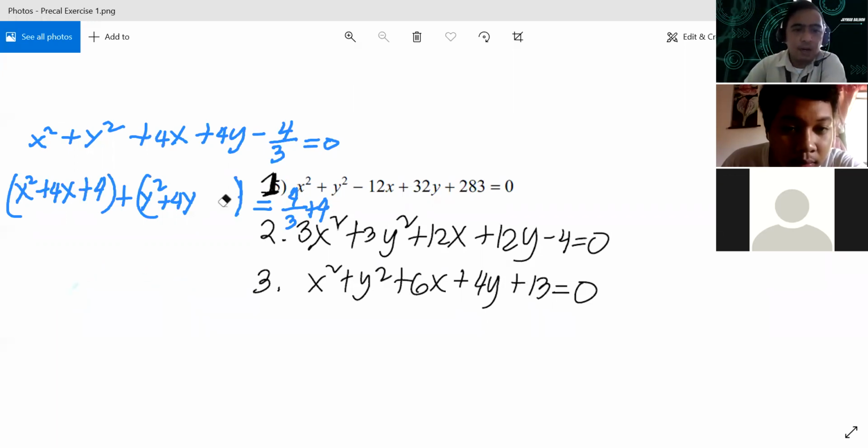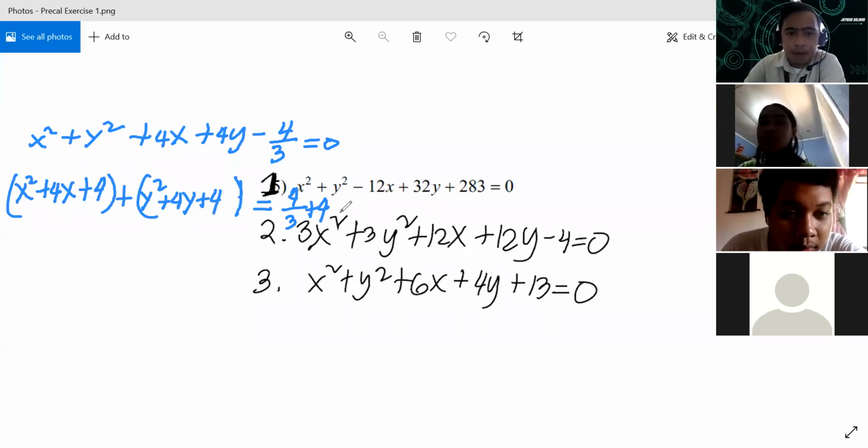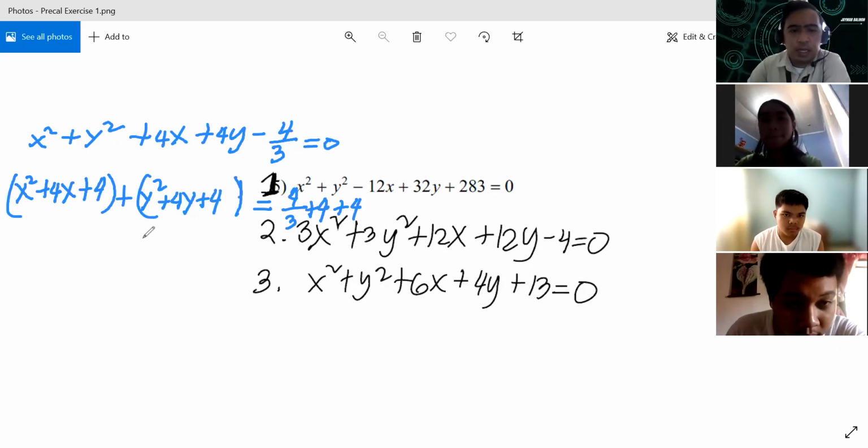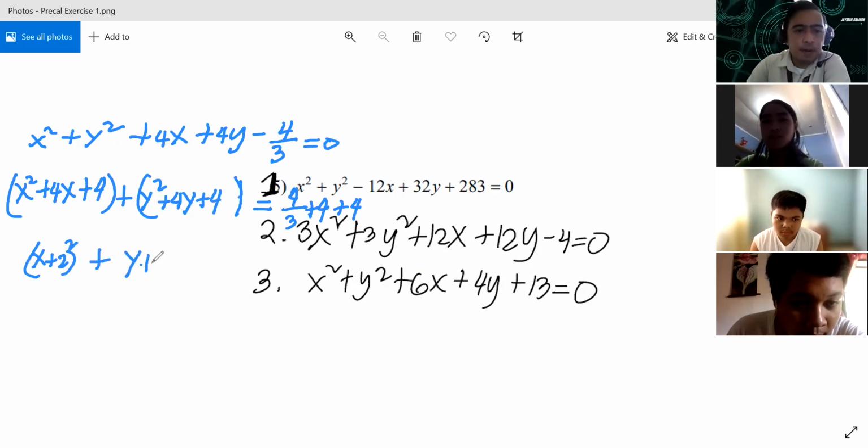Next, how about in the next group? What should be added here to make it a perfect square? 4, sir. Okay. And if we continue doing this, it will be now x plus 2 quantity squared. How about here? It will be y plus 2 quantity squared.